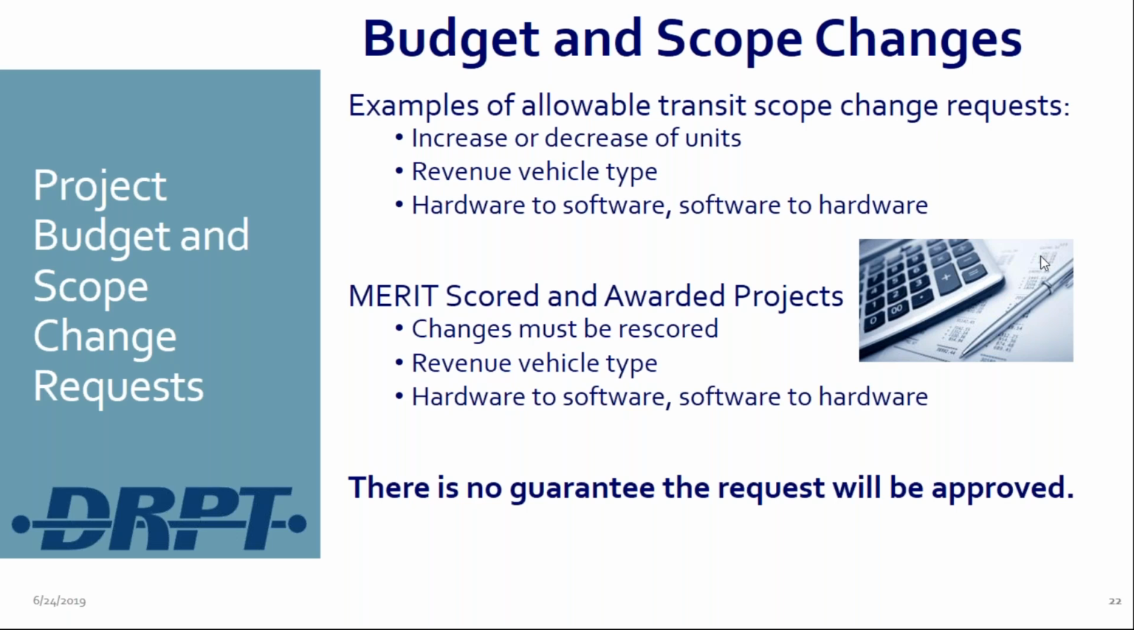So as I noted earlier, scope changes may be allowed if the change does not materially alter the original intent of the project. And some examples of this are included on the slide. It may be an increase or decrease in the number of units of whatever it is you're buying with the grant, a change in a revenue vehicle type, a change in the length of a revenue vehicle. If your grant award had purchasing hardware, then a conversion and buying software instead, or vice versa, that would also probably not be a material change.